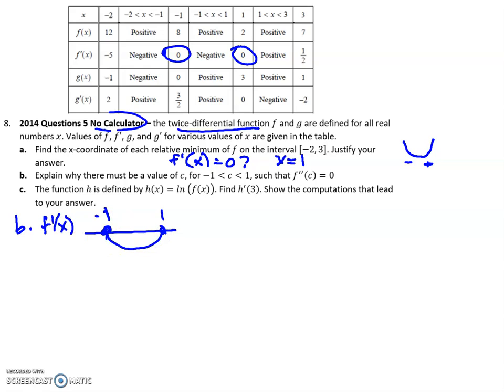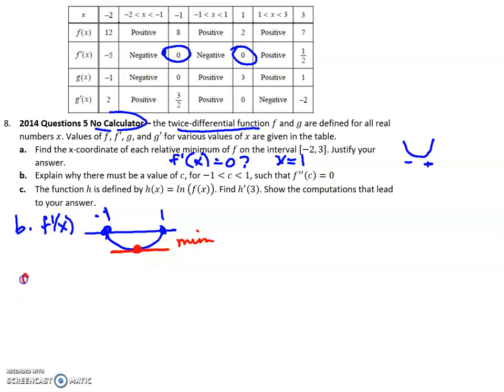Well, if it's negative and comes back up and hits the 0, there must have been a place somewhere in between where it had a minimum. And so that means there must be a place where the second derivative is 0. Because remember, mins and maxes of the first derivative are zeros of the second derivative, or mins of those.